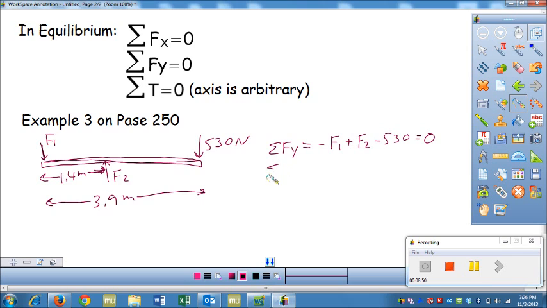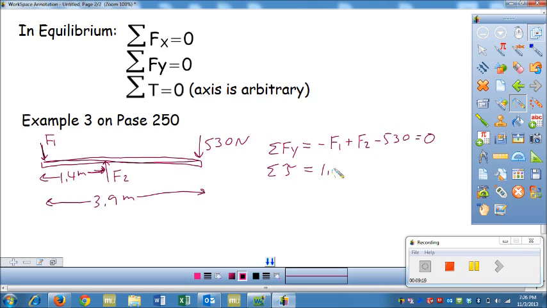Okay, now the next thing is the sum of the torques. Now I'm thinking to myself, why don't I just do this one? I've got F2 here and I've got a lever arm, nice and perpendicular. I've got the 530, I've got another lever arm. Let's leave F1 right out of the equation. That way we're going to have one variable and we should be able to find F2 just that easily. Okay, so remember, counterclockwise is positive.